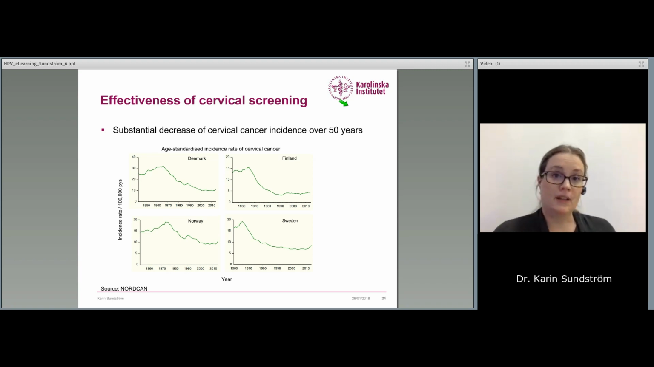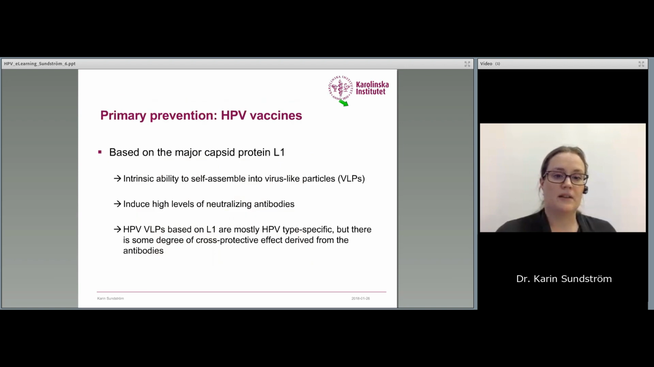To give you an inkling of the effectiveness of cervical screening, I'm here showing the age-standardized incidence rate of cervical cancer across the Nordic countries over the last 50 years. And we see a radical decrease after an increasing trend in the respective countries. We see a radical decrease in incidence after the introduction of cervical screening. So in Denmark, this was around 1970, in Norway around 1975, and slightly earlier in Finland and Sweden, respectively.